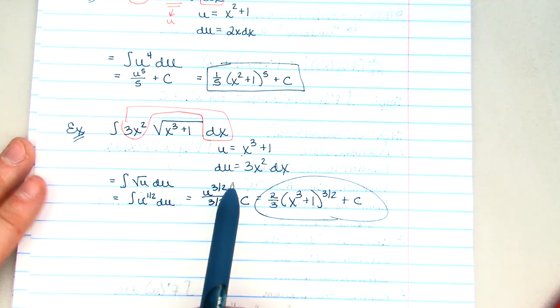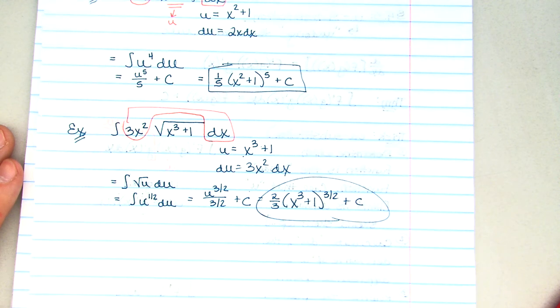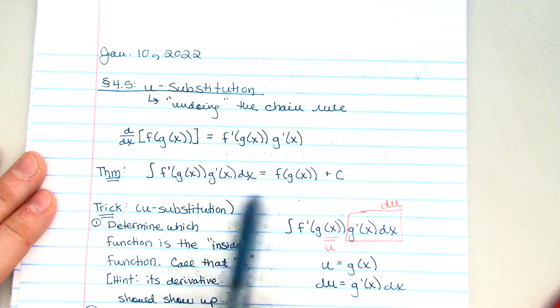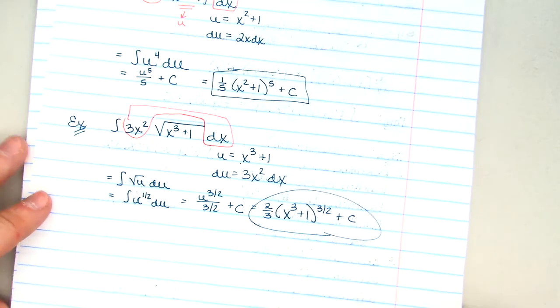So, if we go back to that original really messy, ugly formula that I gave you, I'm talking about finding the integral of something whose derivative is also there, that g prime thing. That's kind of what the du is. It's the derivative of that inside function.